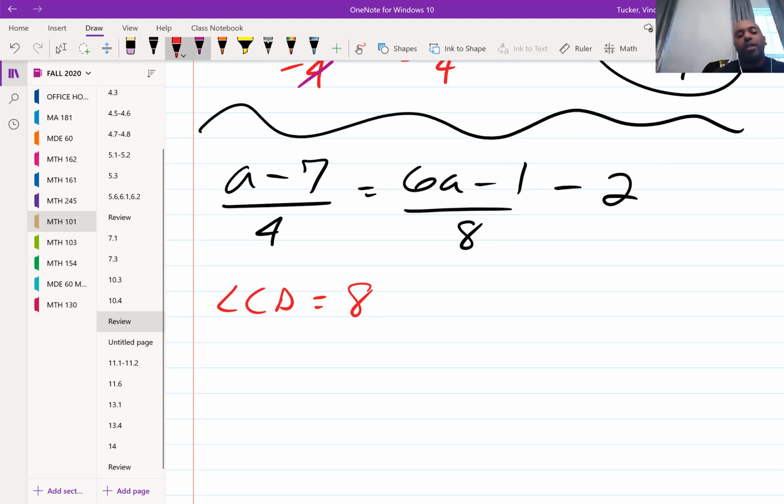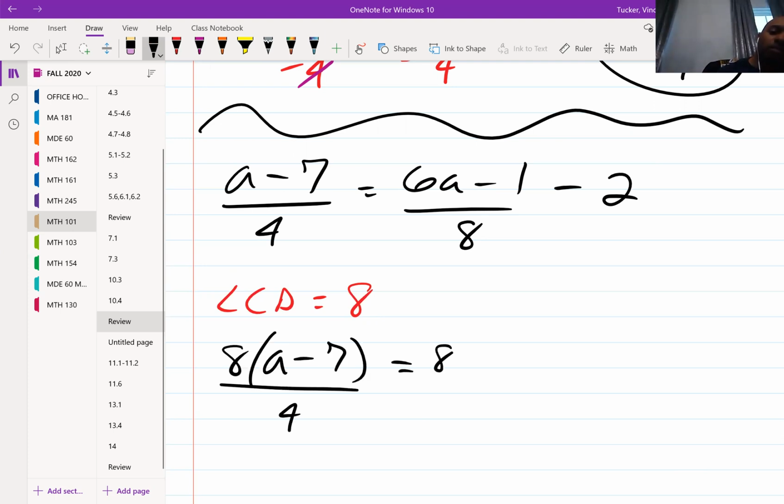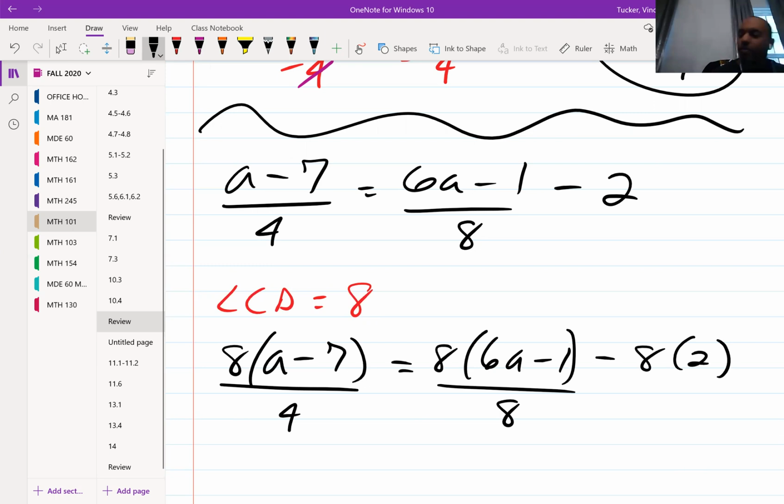Once you determine what the LCD would be, you can take that 8 and multiply it to each numerator, like we did last time. So the LCD needs to be multiplied to each numerator. This 4 divides into 8 and leaves you with 2. 8 divides into 8 and leaves you with just 1.